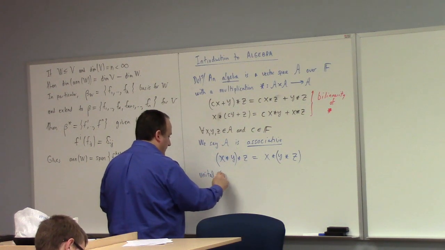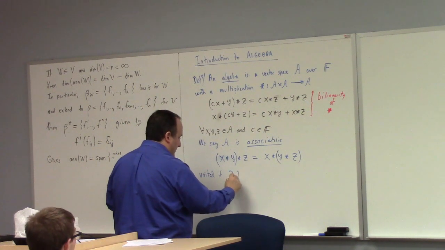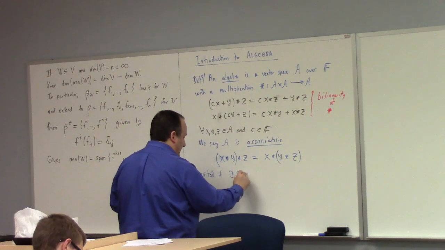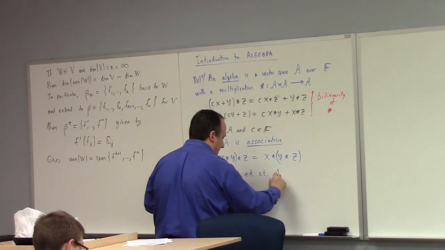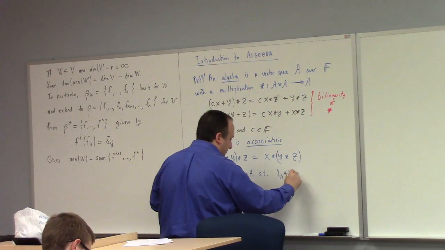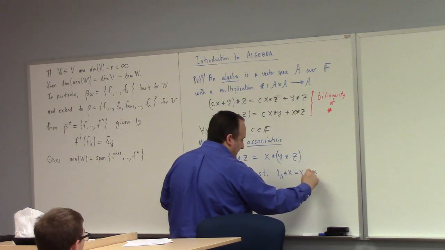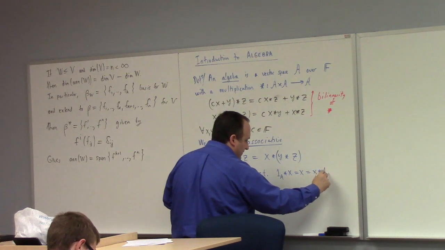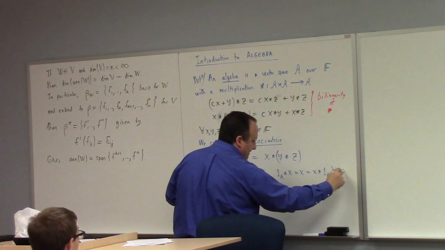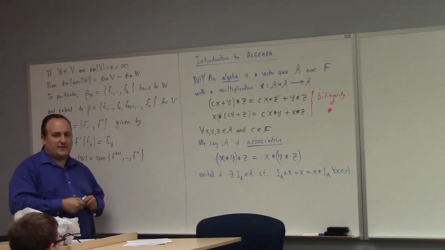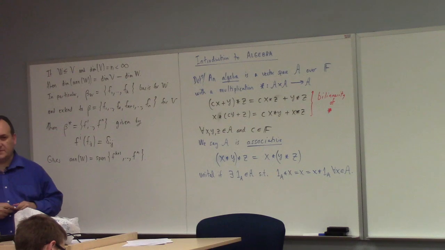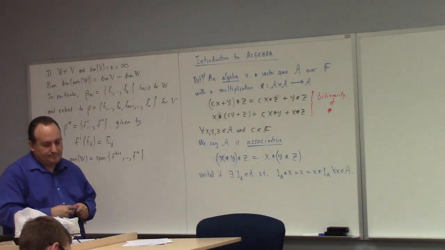Unital if there exists one, I'll say 1 sub a in the algebra, such that 1 sub a times x is equal to x times 1 sub a on the other side for all x in A. So unital just means that there's some algebra element which behaves like the number 1 does for multiplication. All right?